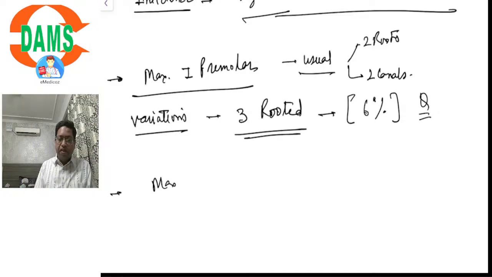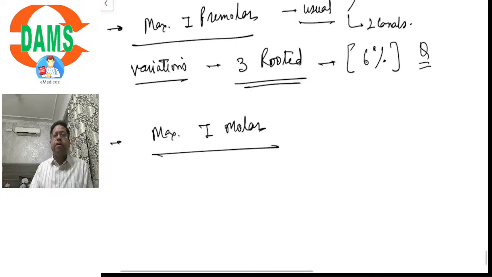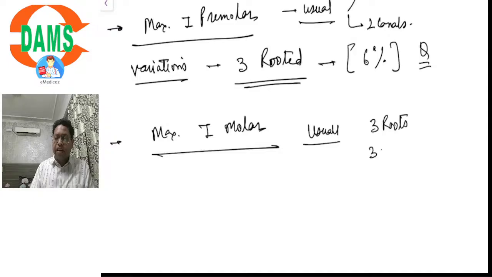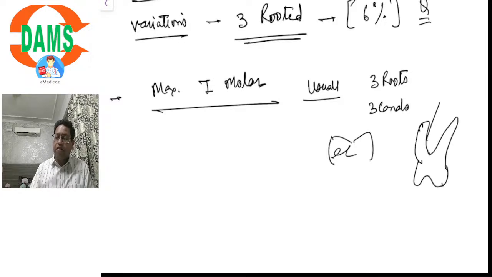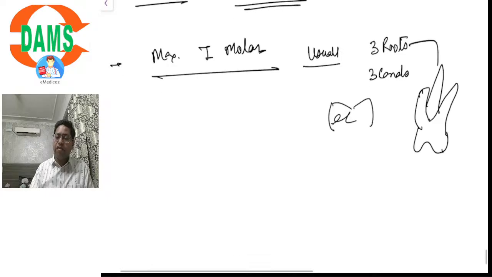Then we talk about maxillary first molar. Usually it is a tooth with three roots and three canals. The tooth is something like this. It is a maxillary molar, a mesiobuccal root, distobuccal root, and the palatal root. These are the three roots, and correspondingly, there would be three canals in the tooth.